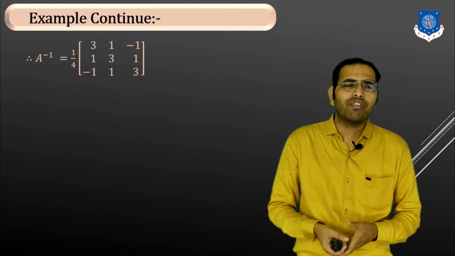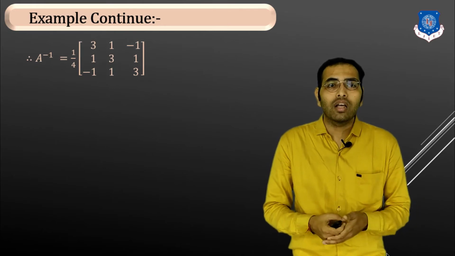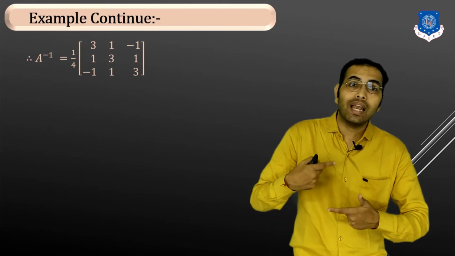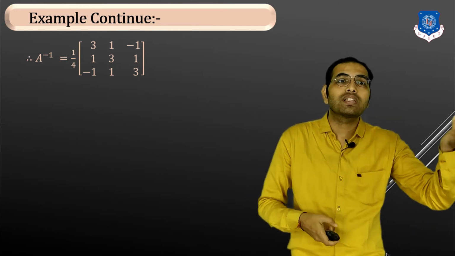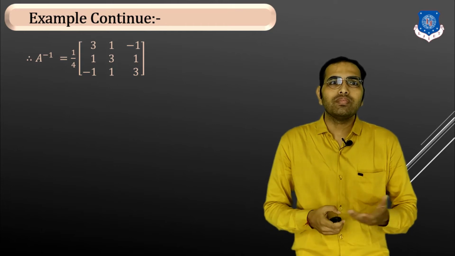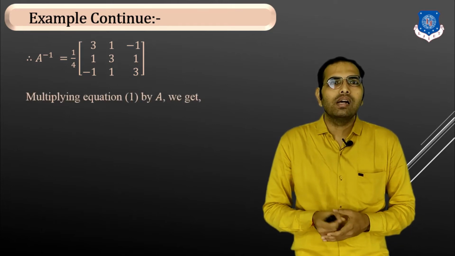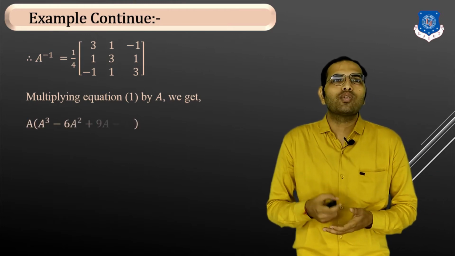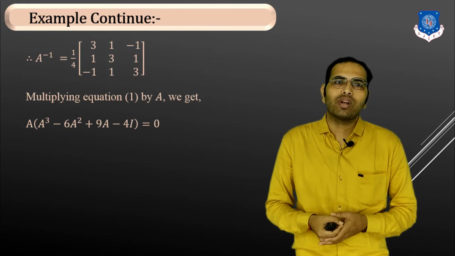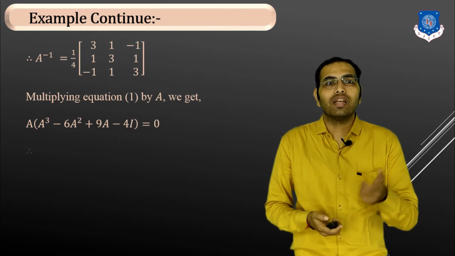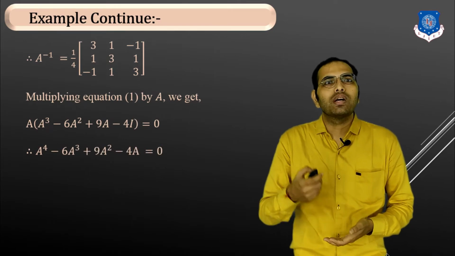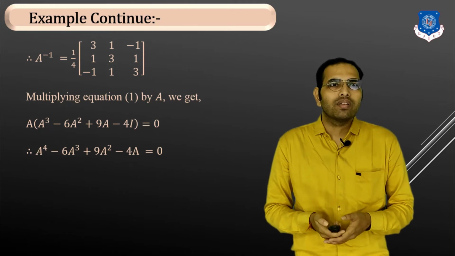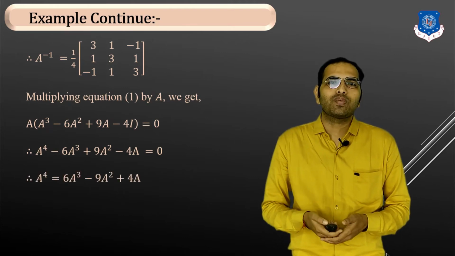Here we can also find the inverse by the Gauss-Jordan method or a determinant method. In this example, we have to find A inverse and A raised to 4 with the help of the Cayley-Hamilton theorem. For finding A raised to 4, multiplying equation number 1 by A, we get A into A cube minus 6A square plus 9A minus 4I equal to 0. Then A raised to 4 minus 6A cube plus 9A square minus 4A equal to 0. Making A raised to 4 the subject, that gives 6A cube minus 9A square plus 4A.